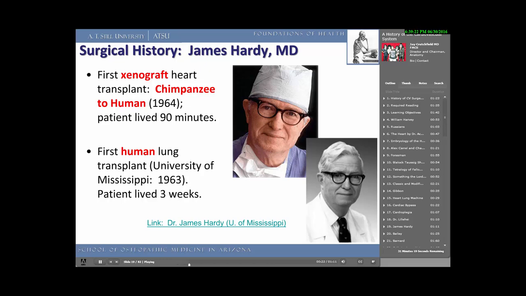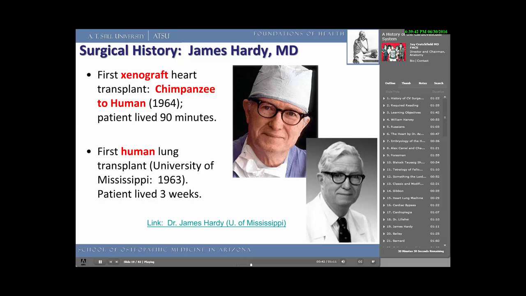Today, that doesn't seem like any surprise because we understand rejection a lot better, and immunology of the body is much better understood. But in 1963 and 64, these were done to keep patients who were destined to die as a last-ditch effort to try to keep them alive. Dr.